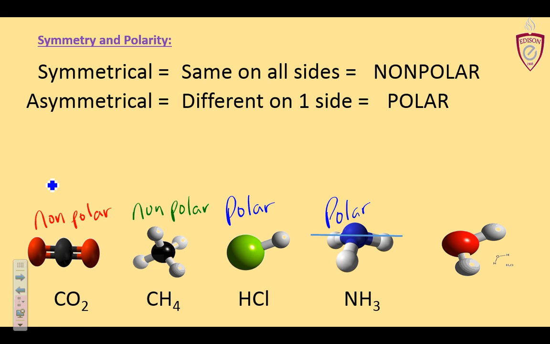One of the tricks when you're drawing these things is, if you see a lone pair of electrons on the central atom, it's probably going to be polar. Just look for any lone pairs. This one usually has one, and the next one has two.